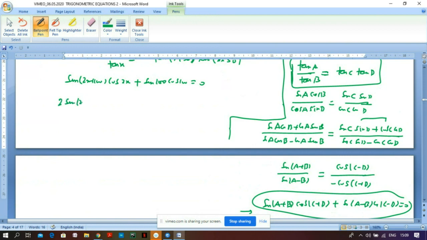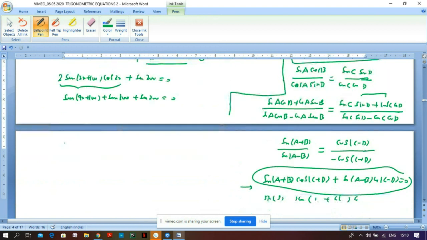So 2 sine 2x plus 100 cos 2x plus 2 sine 100 cos 100, where sine of 200 is 0. 2 sine A cos B, change the product to sum. 2 sine A cos B is sine of A plus B plus sine of A minus B. So sine of 4x plus 100, plus sine of 100, and this is nothing but plus sine 200 equal to 0.